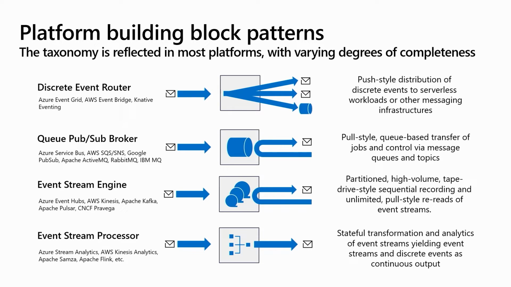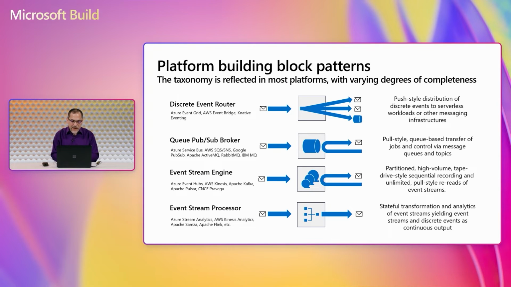There is the event stream engine, which is a partitioned high-volume tape drive style sequential recording and unlimited pull-style reads and rereads of event streams. Typically used for transferring a time series of events, such as temperature, speed, set of things clicked on, geolocation, etc., that can be consumed as a sequential log.